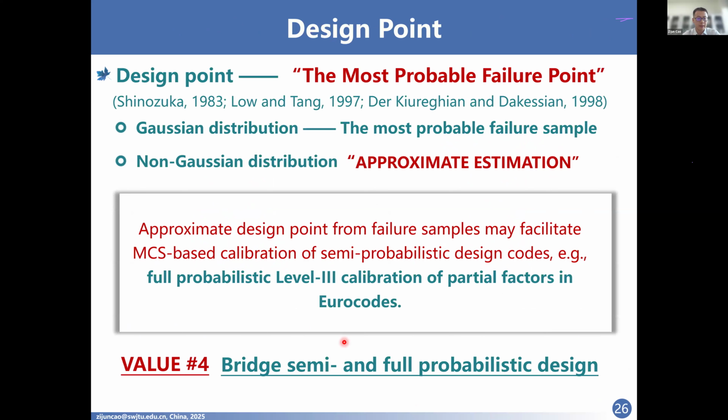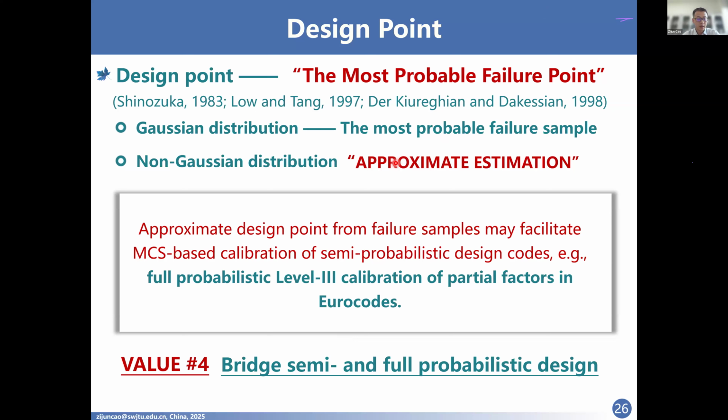Besides reliability updating and sensitivity, the design points may also be of interest when the Monte Carlo simulation method is applied for calibration of semi-probabilistic design codes. Design point is defined as the most probable failure point in the literature. By this definition, the design point can be approximately identified from the failure samples generated by Monte Carlo simulation. The accuracy of the design point can be improved with the number of failure samples.